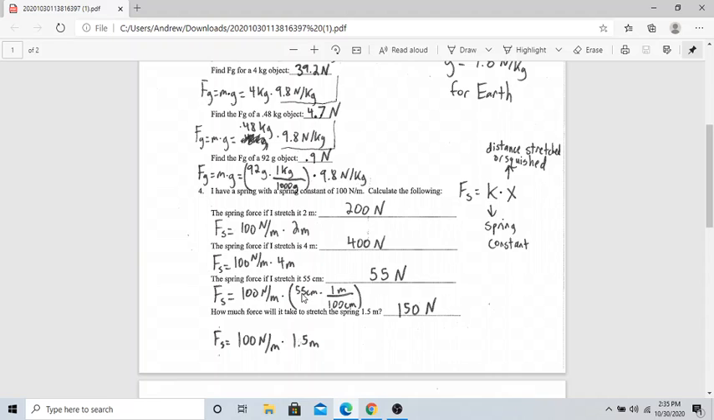So 55 centimeters, I turned it into meters, and then I multiply that by 100. So once again, the spring force in this case is only 55 newtons. In both these cases, we're just practicing using this formula. It's not trying to be complicated. It's not asking us to do a ton of stuff. It's just saying, write down the formula, write in what I know, look for what I don't know.